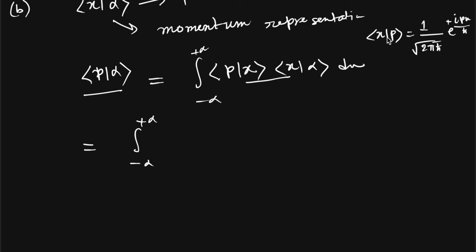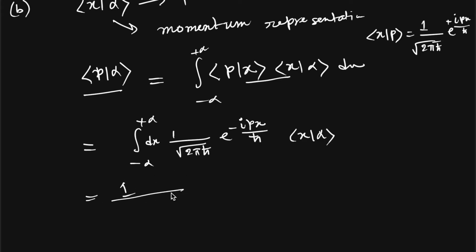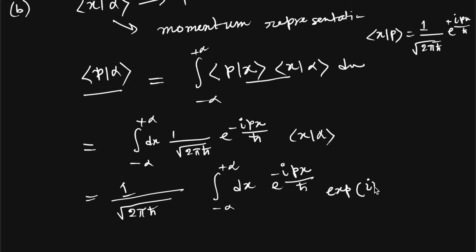So that means ⟨p|x⟩ is the complex conjugate of ⟨x|p⟩, that means it will be 1 by root over 2π ħ into the power minus i p x by ħ, and here ⟨x|p⟩ is the same as previous, that means here we will get 1 by root over 2π ħ, integral from minus infinity to plus infinity dx e to the power i p x by ħ, and ⟨x|α⟩ is exponential of i k x minus x square by 2d square.